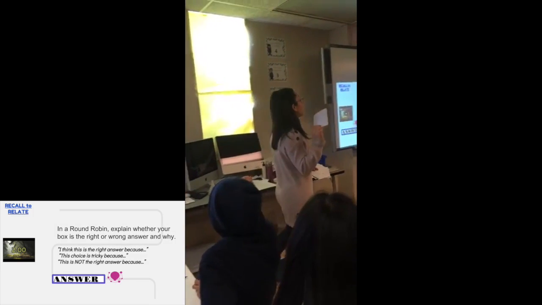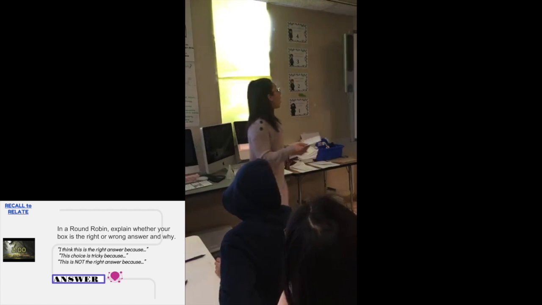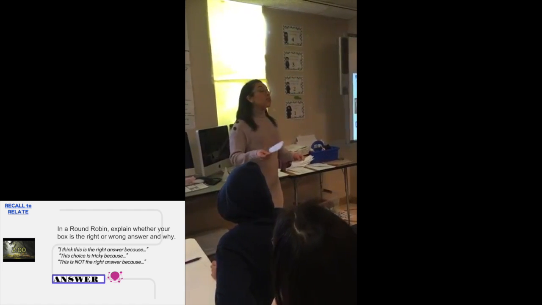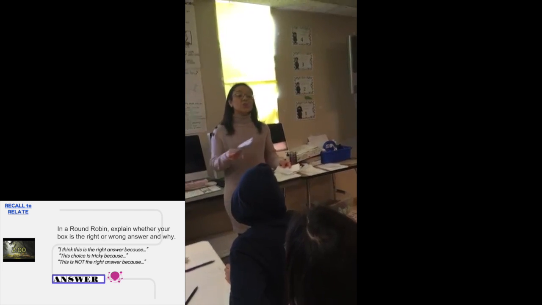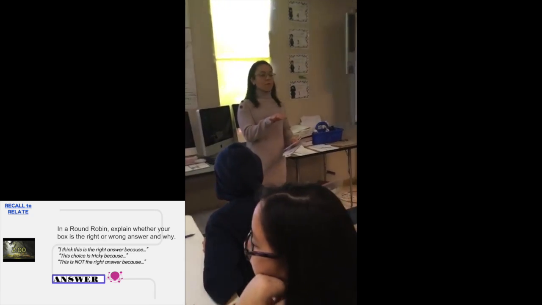Decide which person will get which letter. Go. Everybody's decided on a letter? You are going to explain whether your box is right or wrong, and you're going to explain that to your group. So you can say, I think the answer is right because, or let's say you're unsure. You can explain why you're unsure. This choice is tricky because, and if you know for sure it's not the right answer, why is it not the right answer? Any questions before you begin?